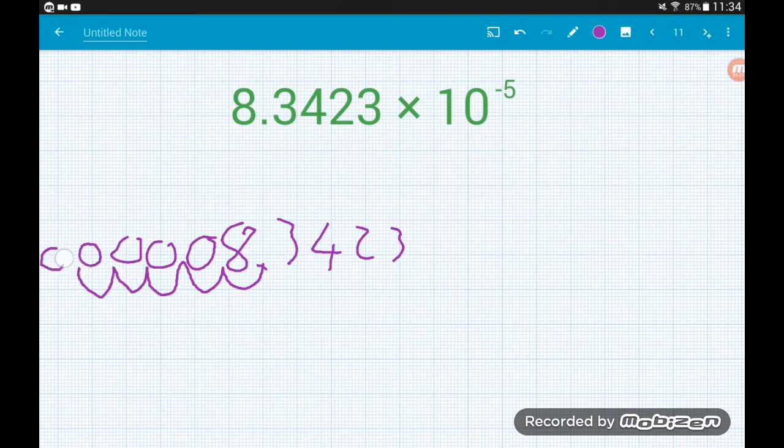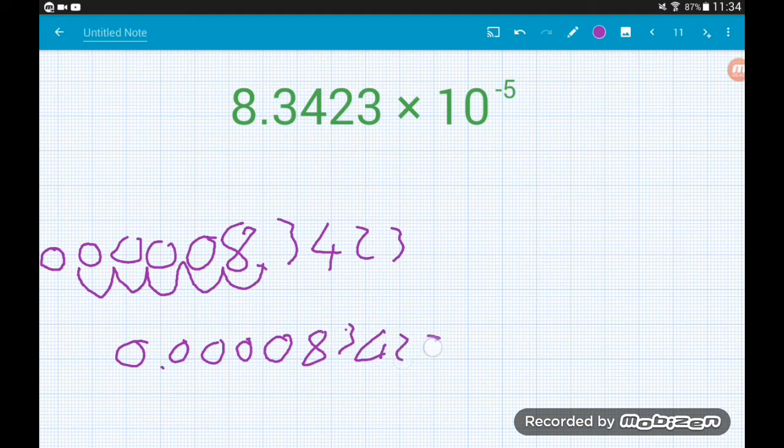So we need to put 1 more 0 there before. So we're going to get 0.0000834 23. Jobs are good. Okay guys, that's how we convert numbers from standard form into normal numbers.